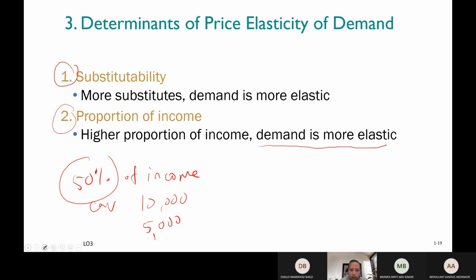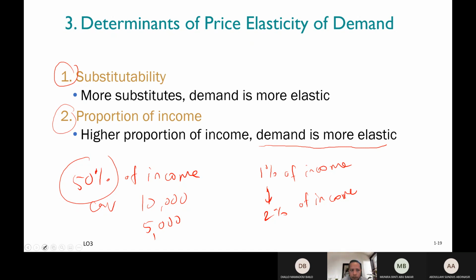But if it's only, let's say, 1% of income, and then the price increases from the original and now he has to spend 2% of income, because it's a very small percentage, he doesn't change his demand. He still buys it, because it's just a very small fraction. So depending on the proportion, basically the higher the proportion, the more elastic the demand is for the good.